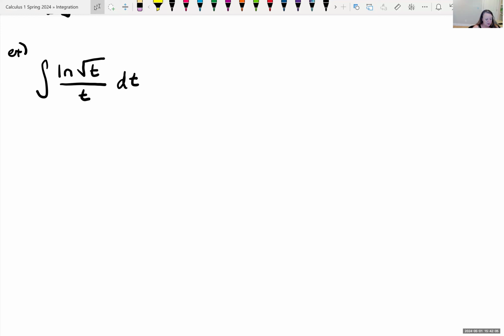So our next example is the integral of the natural log of the square root of t, all over t, dt. If you ever have a natural log in there, we don't know how to integrate natural logs. Natural log is usually what you're going to choose to be u. I noticed that I can first use properties of natural logs to rewrite that natural log of the square root of t as the natural log of t to the 1/2 power. Using properties of logs, I can bring that exponent down front and rewrite it as 1/2 natural log of t.